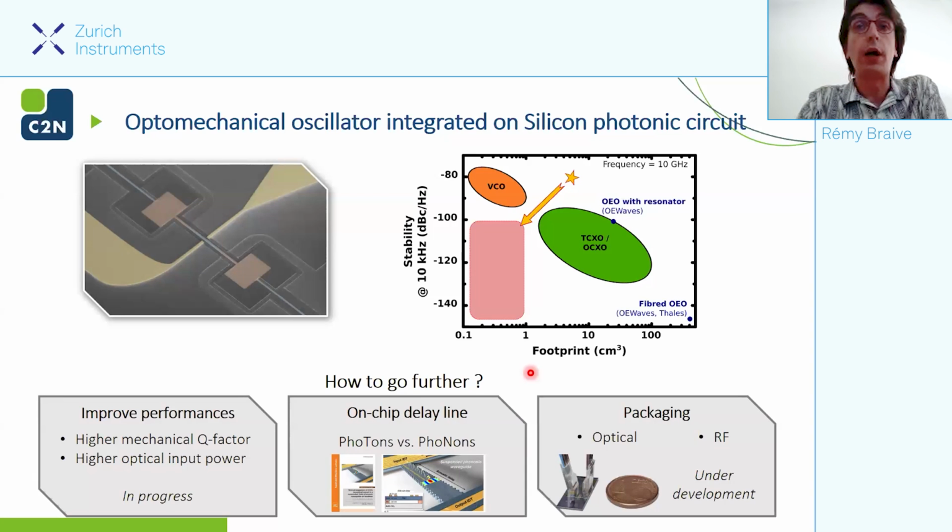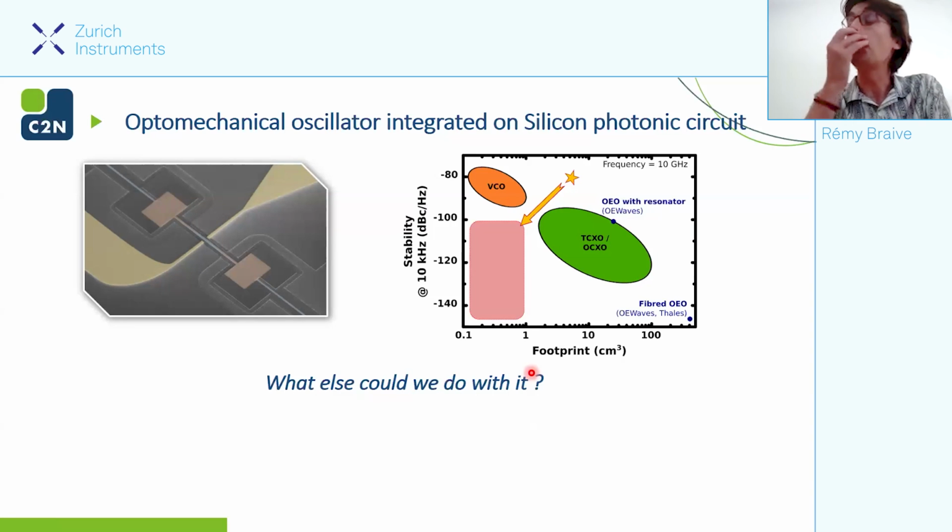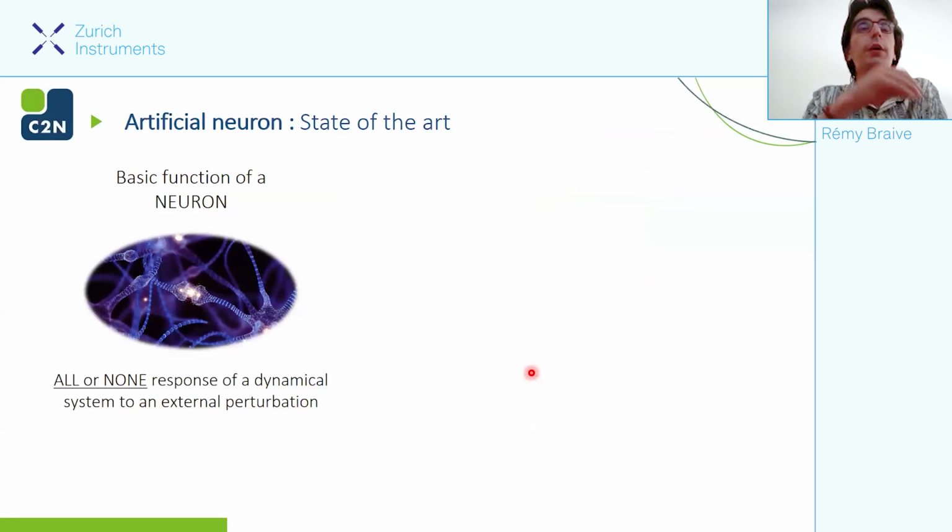And so at the beginning, I talked about oscillators, what we can do, which kind of application, but we can also do other things with it. And I was talking about neuromorphic stuff. And this is the second part of my presentation, where we can try to use this kind of oscillator as artificial neurons. And so here, the basic function of neurons is to give an all or none response to a dynamical perturbation.